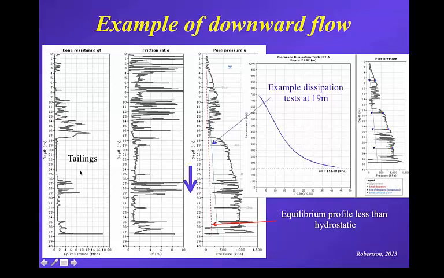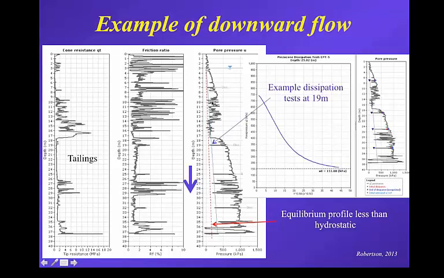So here's an example, and it's an example of slight downward flow. This is actually from a tailings deposit. So 40-meter deep tailings deposit, well, 37-meter deep tailings deposit. And it's a mixture of coarse grain and fine grain. And you can see from about 18 meters down to 26 meters, it's mostly fine-grained tailings. In fact, all the way down to 35, with a little bit of sandier region around 27 to 29 meters.